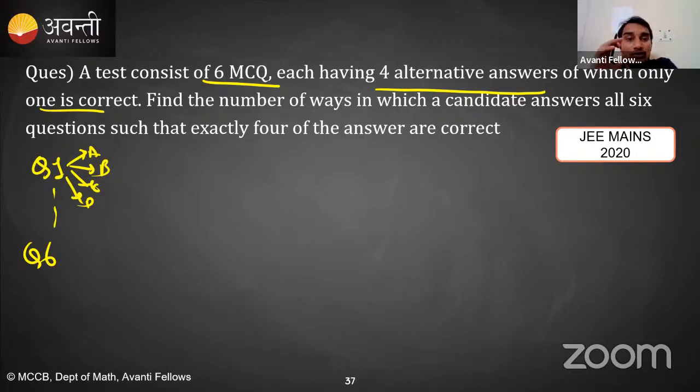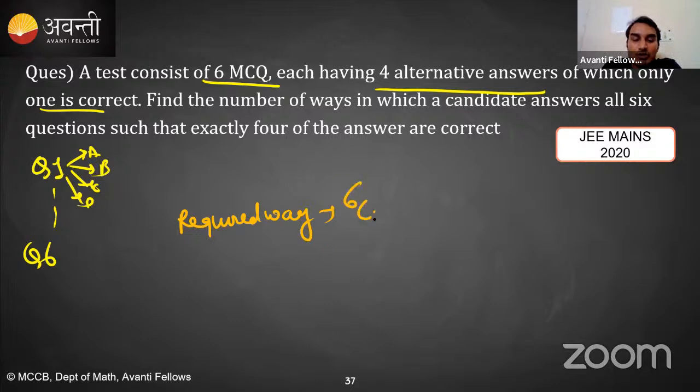So this is the twist. Now the candidate should answer all 6 questions but only 4 of them have to be correct. So tell me how will we approach it, can anybody tell me? Look, what is the required number of ways? First, 4 of the answers should be correct and the total is 6 questions. So first select the 4 questions out of 6 questions whose answer I have to give correctly, so 6C4.